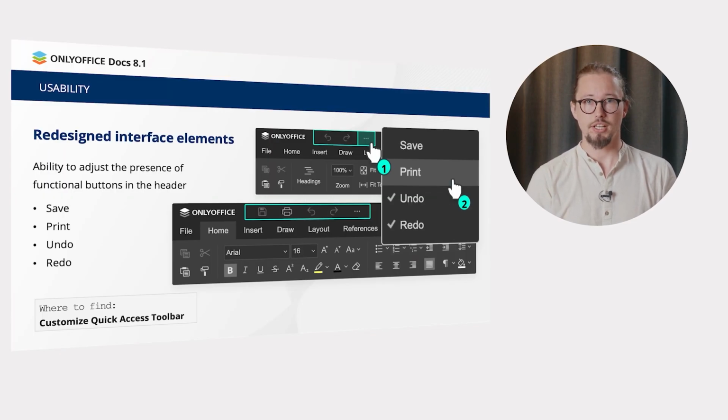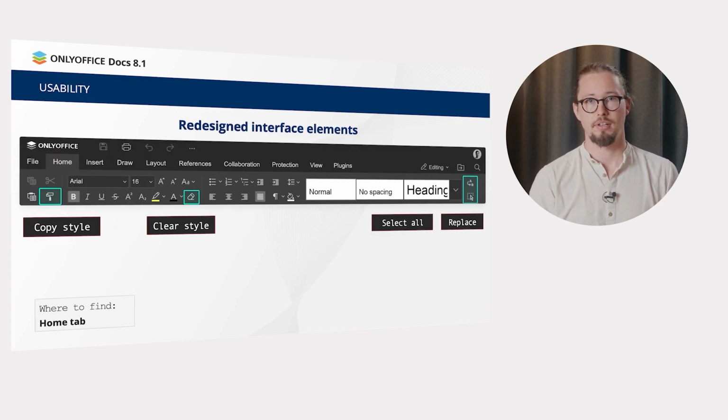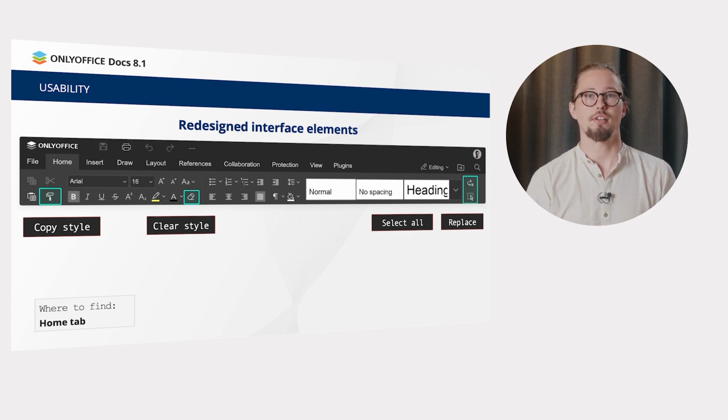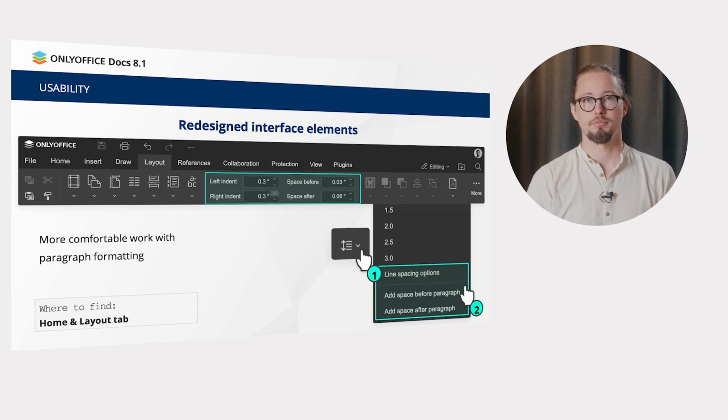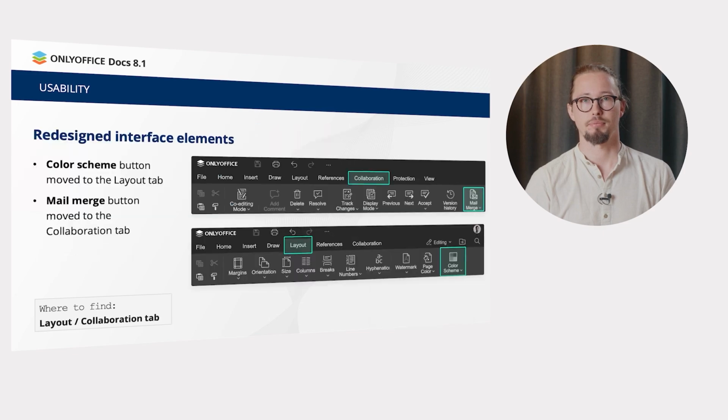For a more comfortable user experience, the developers redesigned and updated some interface elements. From now on, you can adjust the presence of the functional buttons Save, Print, Undo, and Redo in the header. The buttons for Copy Style, Clear Style, Select All, and Replace change the positions on the toolbar on the Home tab. Paragraph formatting settings are now also accessible from the Layout tab and the paragraph line spacing button for more convenient work. The Color Scheme button has moved to the Layout tab, and the Mail Merge button has been moved to the Collaboration tab.